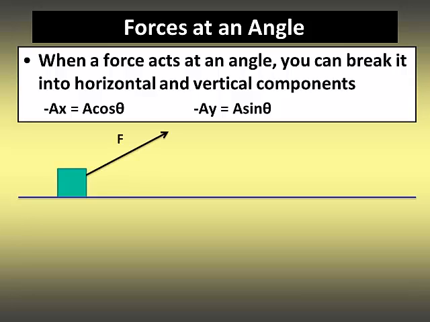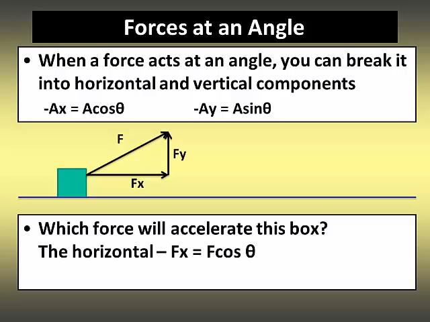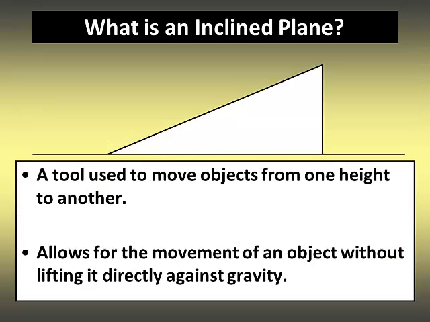So if I have some force pulling on an object, I can split it into Fx and Fy using sine and cosine. Alright? Which force will end up accelerating the box is the horizontal one. So if I want to find the acceleration of the box, use Fx equals F cosine theta.